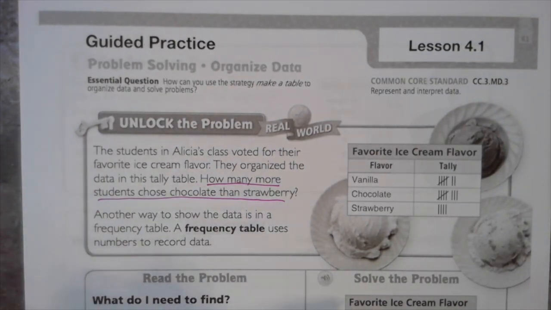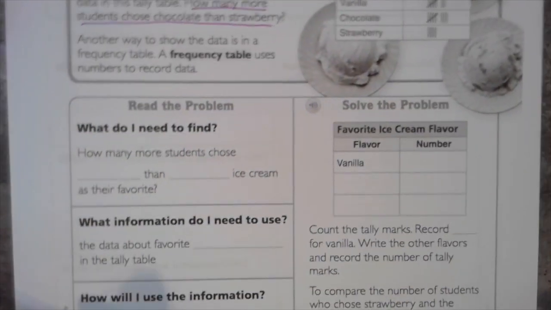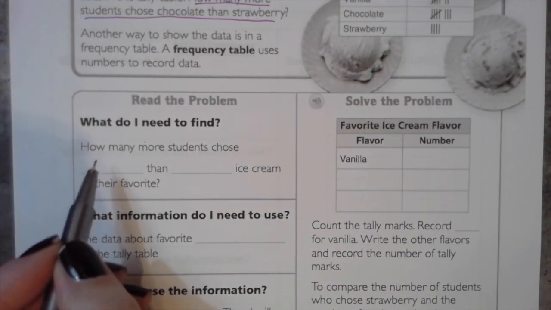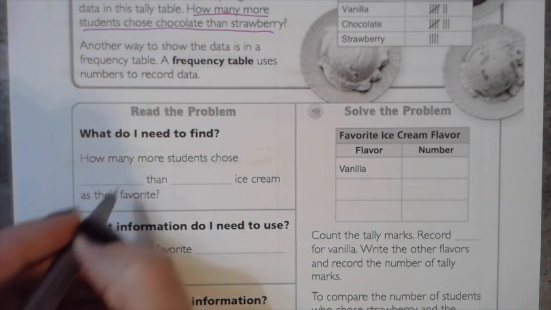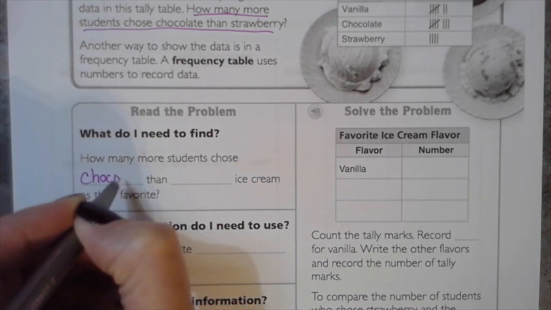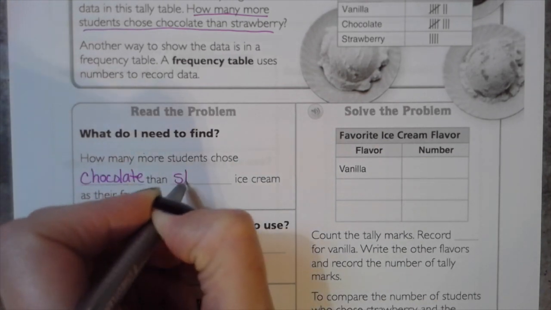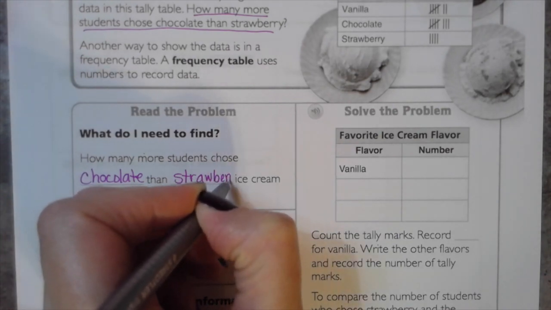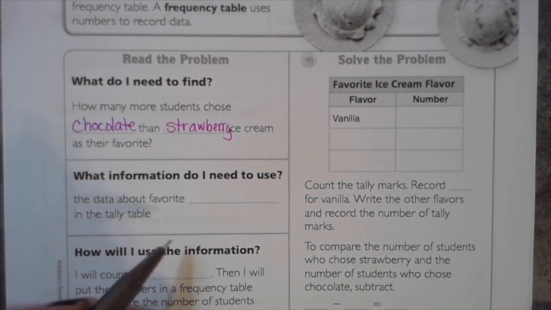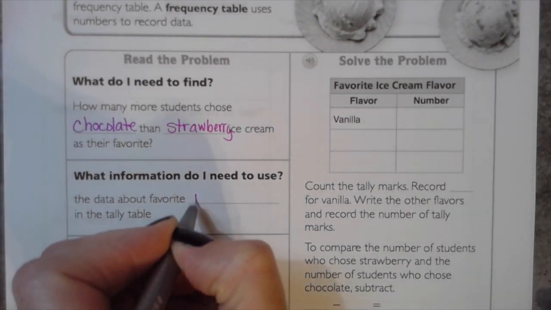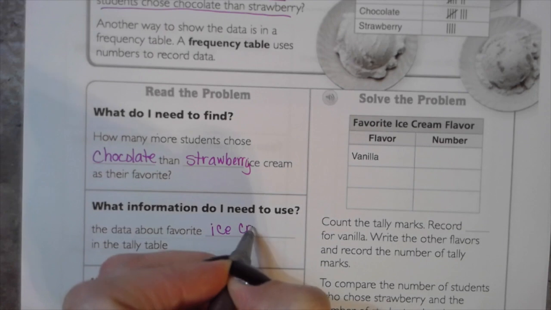Okay, so the first thing we need to do is ask ourselves, what do we need to find? How many more students chose chocolate than strawberry? It's always important to ask yourself what you're looking for when you're answering these kinds of questions, because these kinds of questions are as much of a reading question as they are a math question. Okay, the data about favorite ice cream flavors. I'm just going to put ice cream.